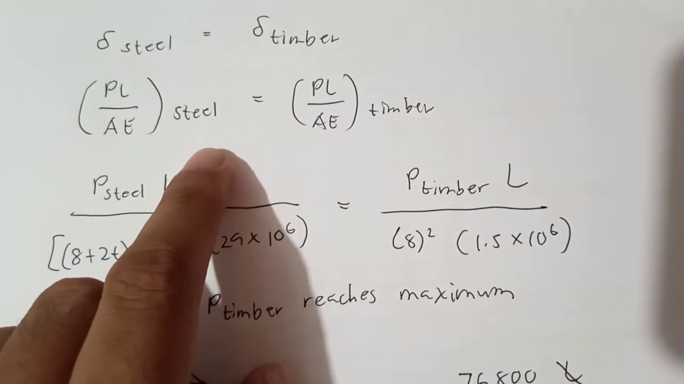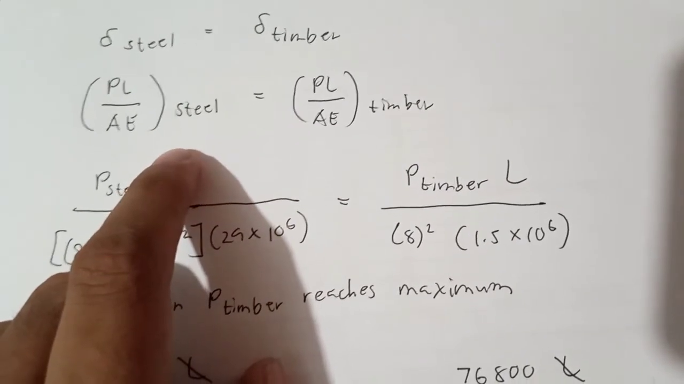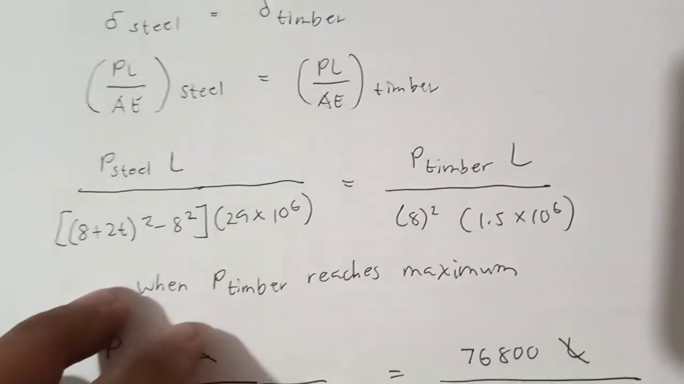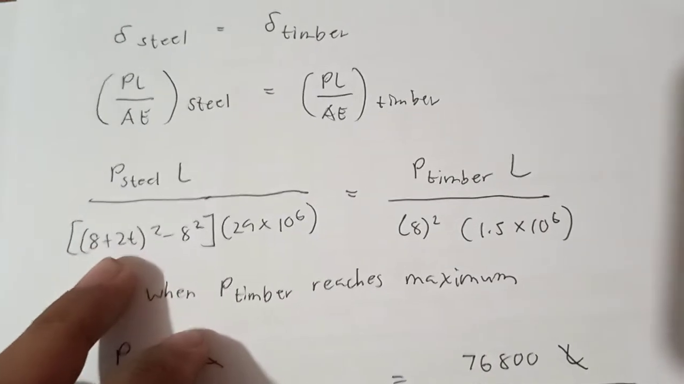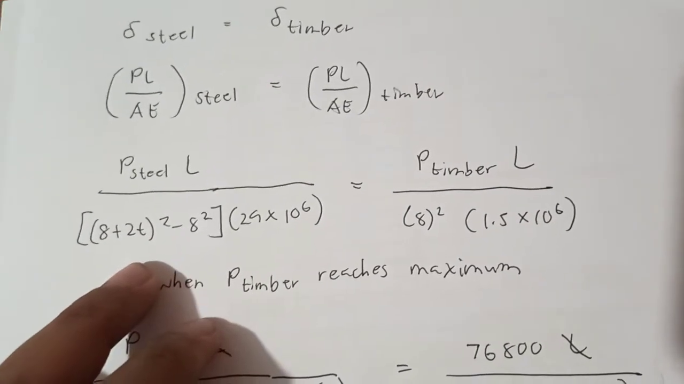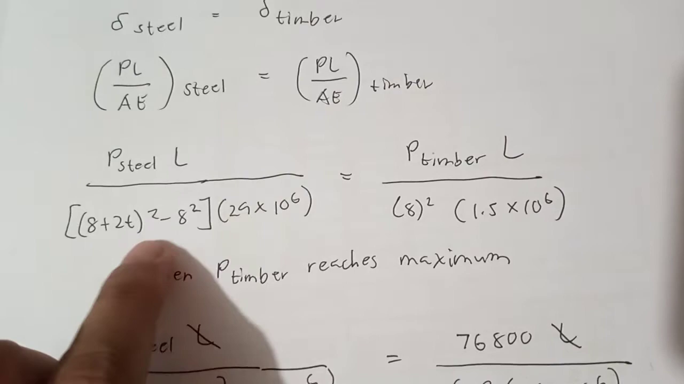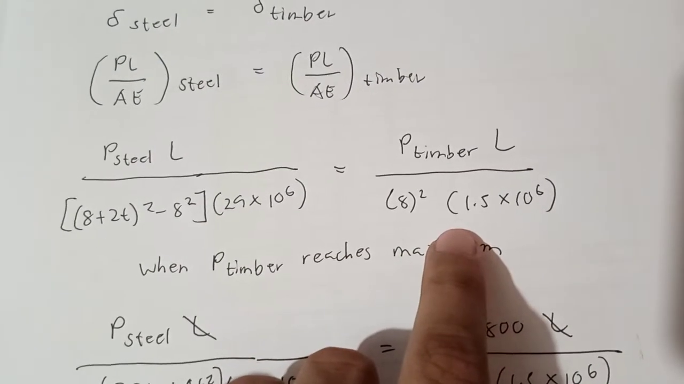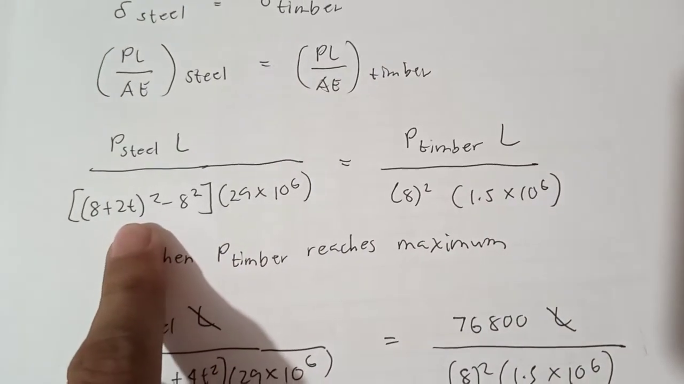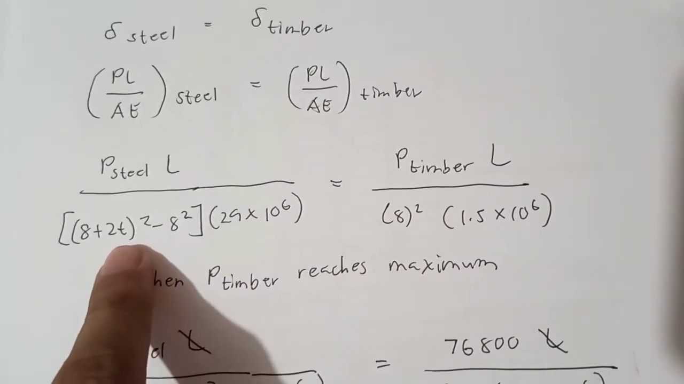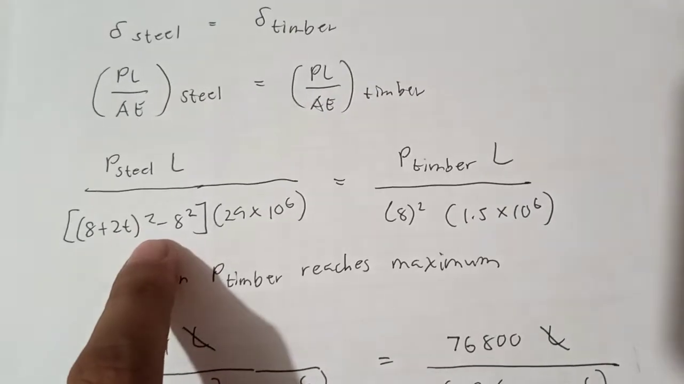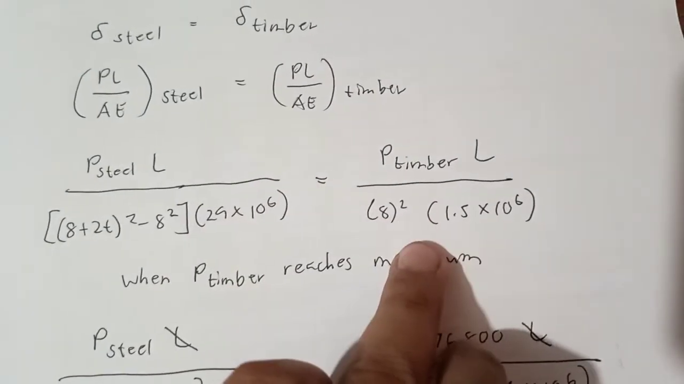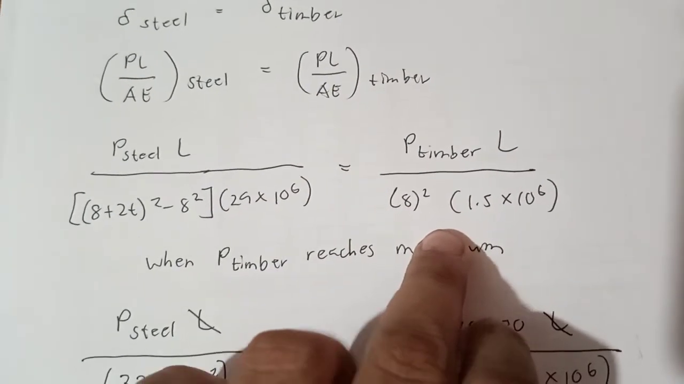So this is the general equation for deformation: PL over AE. The steel and the timber have different properties in terms of area, length, and E. So we use the A and E respectively for steel and timber. Since T is not given, the area for steel will remain as (8 plus 2T) squared minus 8 squared, times 29 times 10 to the 6. For timber, 8 squared multiplied by 1.5 times 10 to the 6.